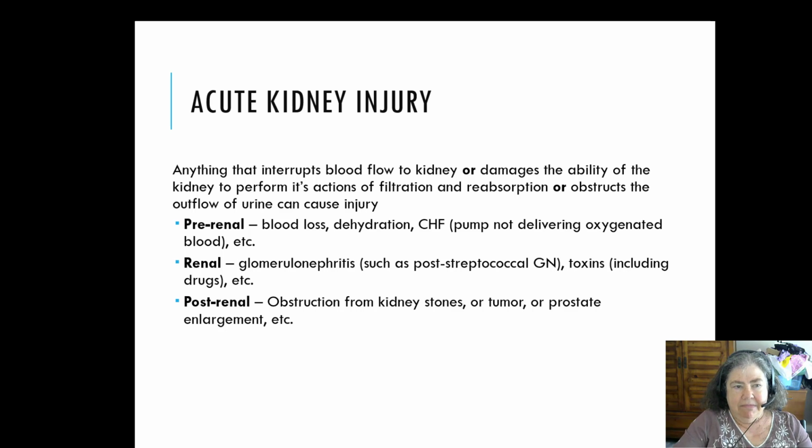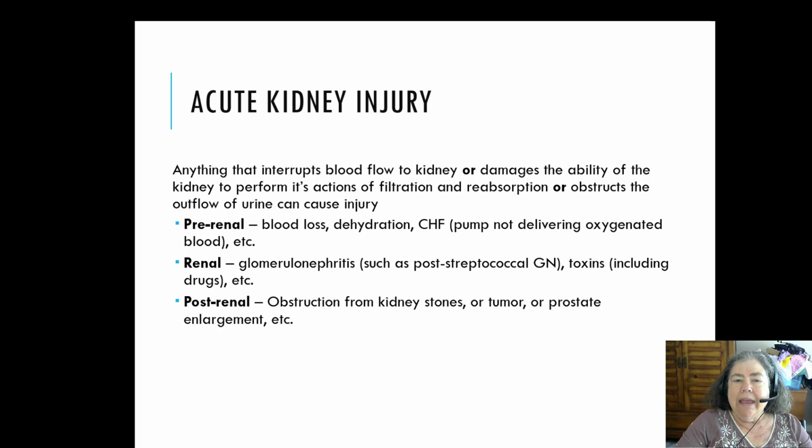We'll come back to some of the things that happen at that part of the tubule, but I do want to talk about acute kidney injury because this is important clinically. Whenever something interrupts the blood flow to the kidney, or something happens to cause direct damage to the kidney that keeps it from being able to filter or reabsorb, or when there's obstruction to the outflow of urine, any of those things can cause acute kidney injury. And each of those things has its own name.